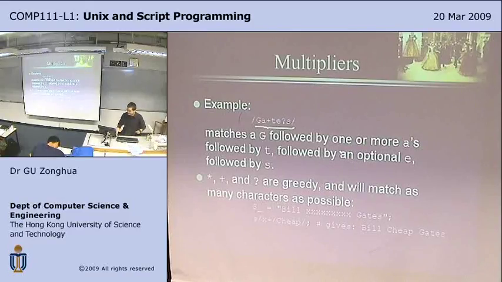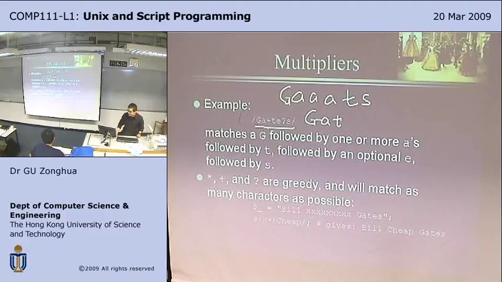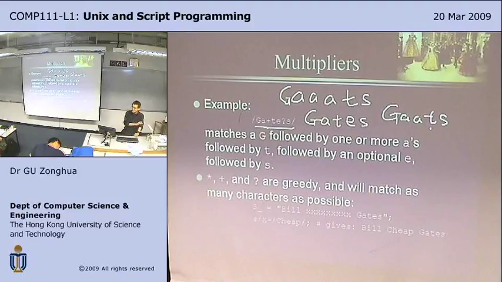Followed by S. So perhaps you match G, A, T, S. This will match, say, G, A, T, E, S. Will also match, say, G, A, T, S. Will also match. So these star, plus, and question mark are greedy, will match as many characters as possible.